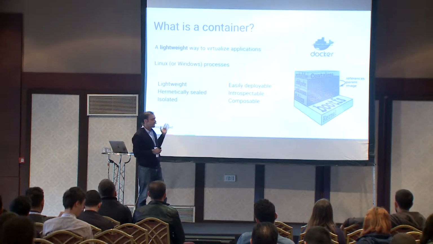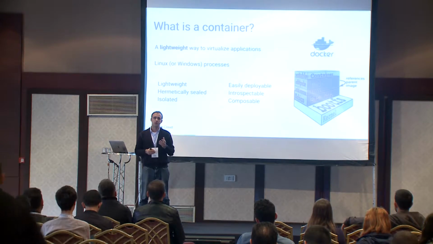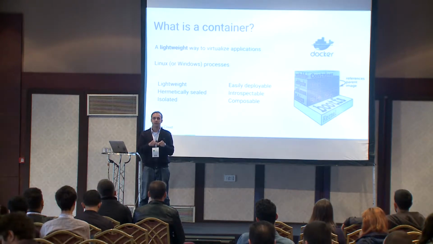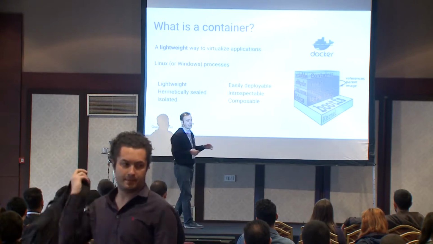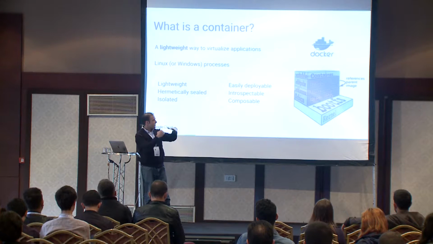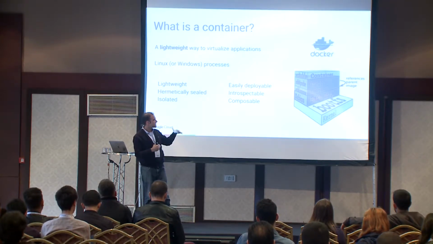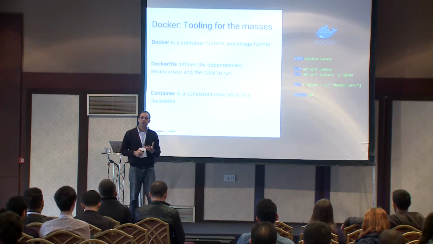So they are lightweight, sealed and isolated, meaning you can have multiple containers running on the same machine. They're very easy to deploy, so it takes seconds to deploy a container. They're introspectable, so that means that you can actually get into the container as if it's a virtual machine and see what's happening. And for me, the most important part of containers is that they're composable. So you can create your own image for your application that can depend on a base image, and then someone else can build their image on top of your image. So these dependencies can be layered, and each layer is individually cached, meaning that if you have two images depending on the same base image, you download that once, and then they can share that image in their applications.